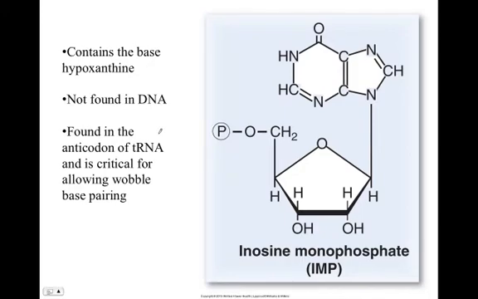The intermediary base in this pathway, inosine monophosphate, is shown here. It contains the base hypoxanthine. This base is not found in DNA, but is important when we start to talk about tRNAs or transfer RNAs. The addition of this base on the anticodon of tRNAs is critical for wobble base pairing. This is something to keep in mind in later modules when we discuss translation.